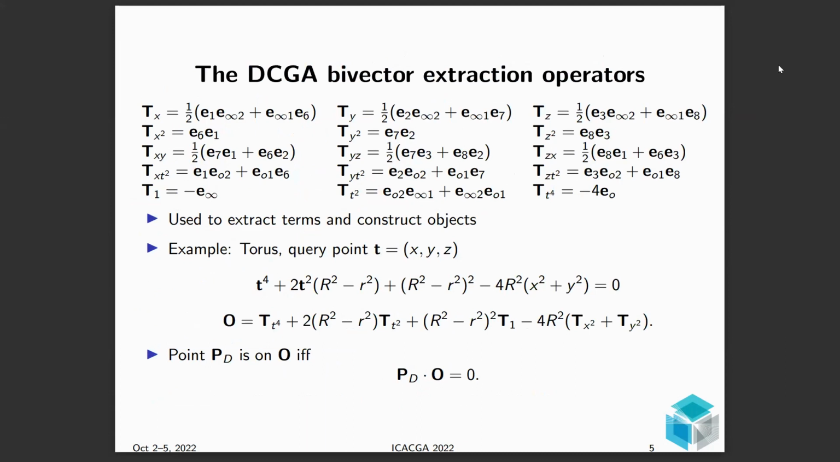The way that we represent our quartic surfaces is we have these bivector extraction operators. As an example, if we have an algebraic equation for a torus where t is our query point, then wherever we have t to the 4th in the equation, we just look up the extraction operator for t to the 4th here, and that will be a term in our double conformal representation of the torus. We put all that together, and this is a representation of the torus in the sense that if we have a query point and we take its inner product with our double conformal torus, this is 0 if and only if the point is on the torus.